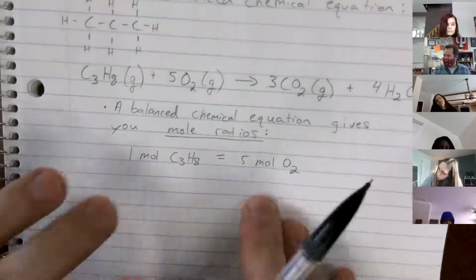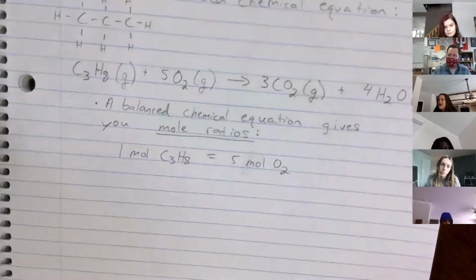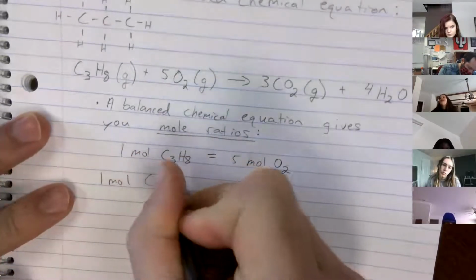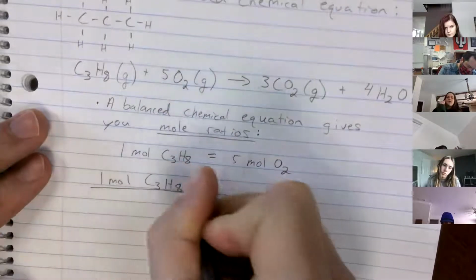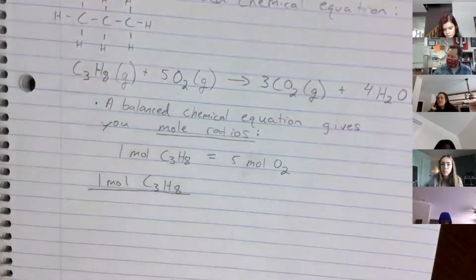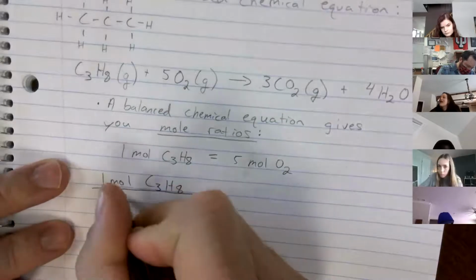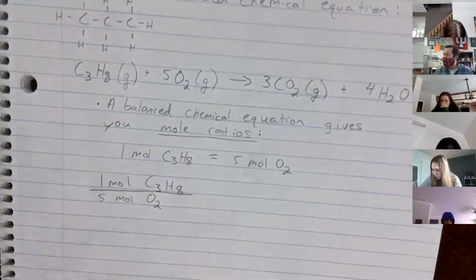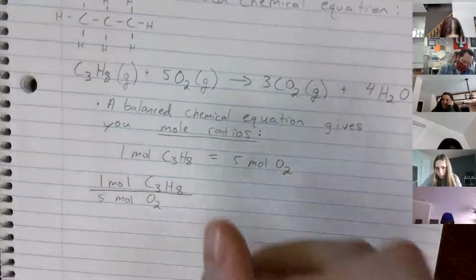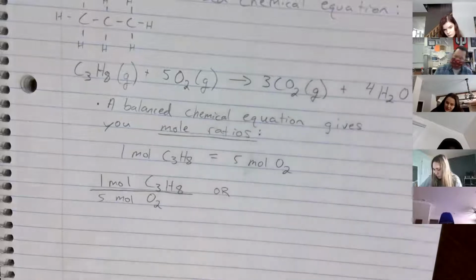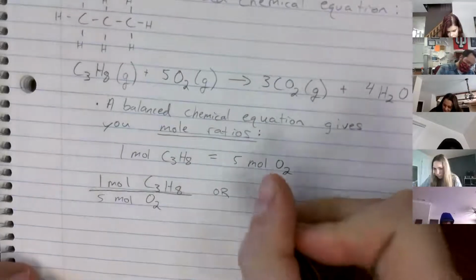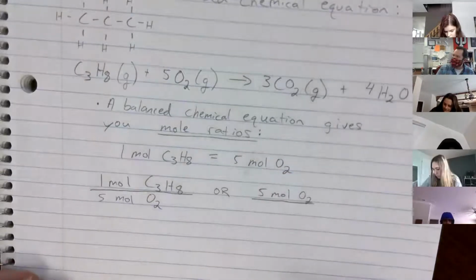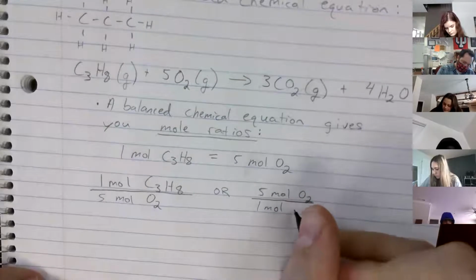There's 2 ways I can write this. Mathematically, I don't just want to write it like this. Mathematically, I can set this up either as 1 mole of propane per, that line means per, 5 moles of oxygen. That's one way we can mathematically set it up. Or five moles of oxygen per 1 mole of propane.